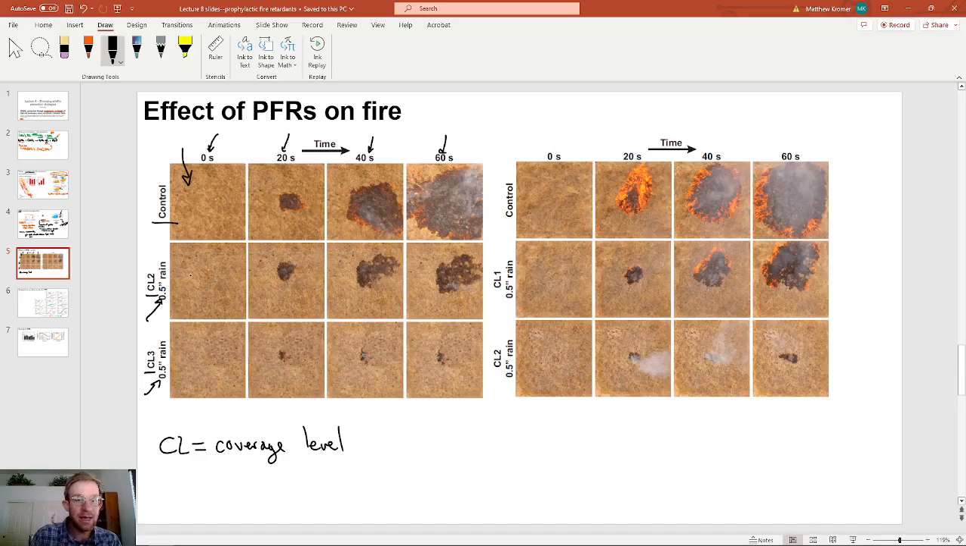And what you can see is the area of land burned in each of these studies. It looks like they did 3 different coverage levels here. So there's 1, 2, and 3. And what you can see is that the regions burned are significantly lower than the region burned in the control, where no fire retardant-loaded fluid is applied. So, hey, that's really promising.